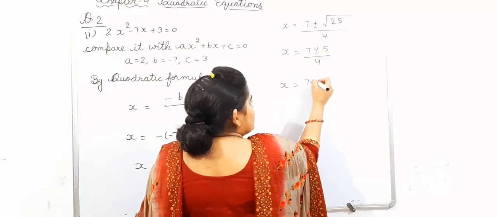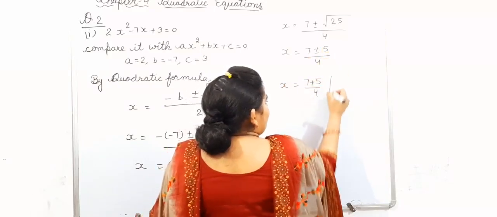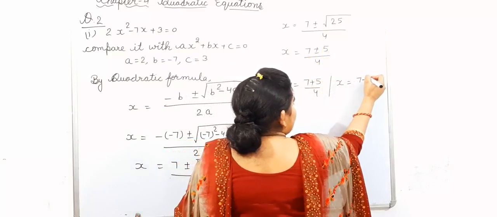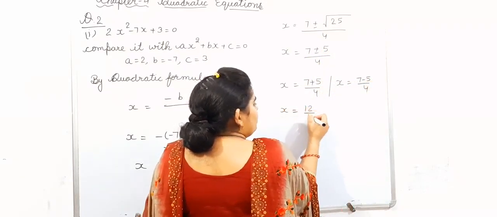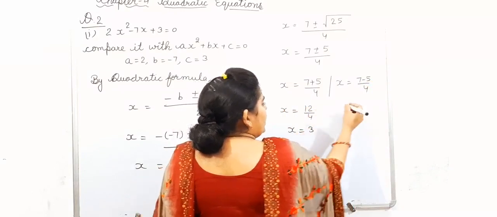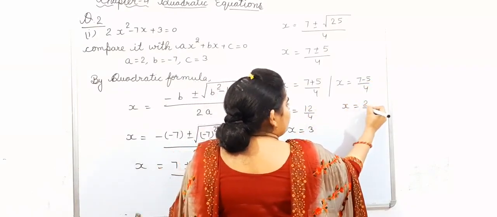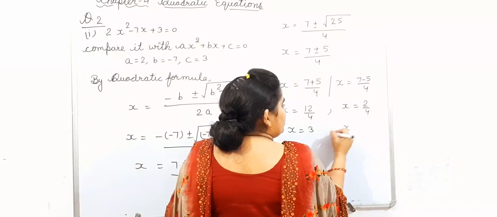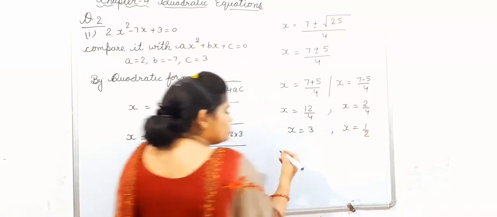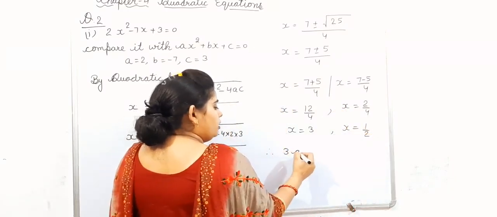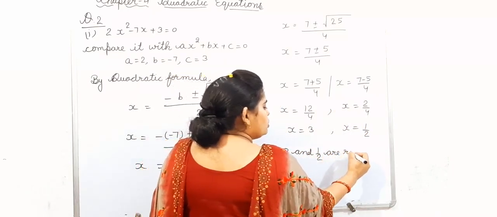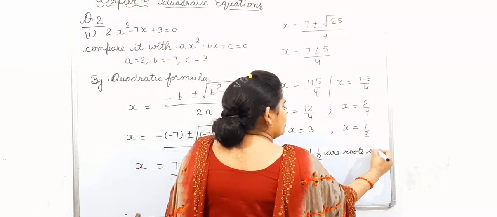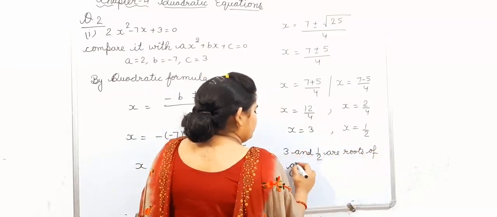X is equal to 7 plus 5 by 4, or x is equal to 7 minus 5 by 4. From here x is equal to 12 by 4, means x is equal to 3, and x is equal to 2 by 4, means x is equal to 1 by 2. So 3 and 1 by 2 are roots of the given equation.